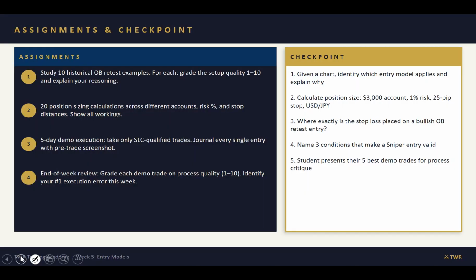These are some of the assignments I'd like you to do. Study 10 historical order block retests, examples for each, and grade the setup quality from 1 to 10. 20 position sizing calculations, use my calculator. 5-day demo execution, take only smart liquidity trades. End of week review: grade each demo trade based on quality. Okay, identify your number one execution error of the week.